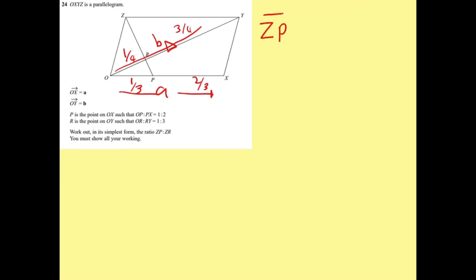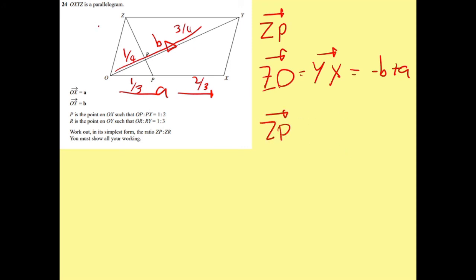Right, let's do ZP first. Right, so we need to work some things out. So ZP, I want to go down and then go across. Because I know OP is going to be a third a, but obviously I need to know ZO. Because it's a parallelogram, I know ZO is going to be the same as YX. And for YX, I can go down b and across a. So I know that's going to equal minus b plus a. So if I do ZP via O, it's going to be minus b plus a plus a third a. If I simplify this, I've got minus b plus 4/3 a.